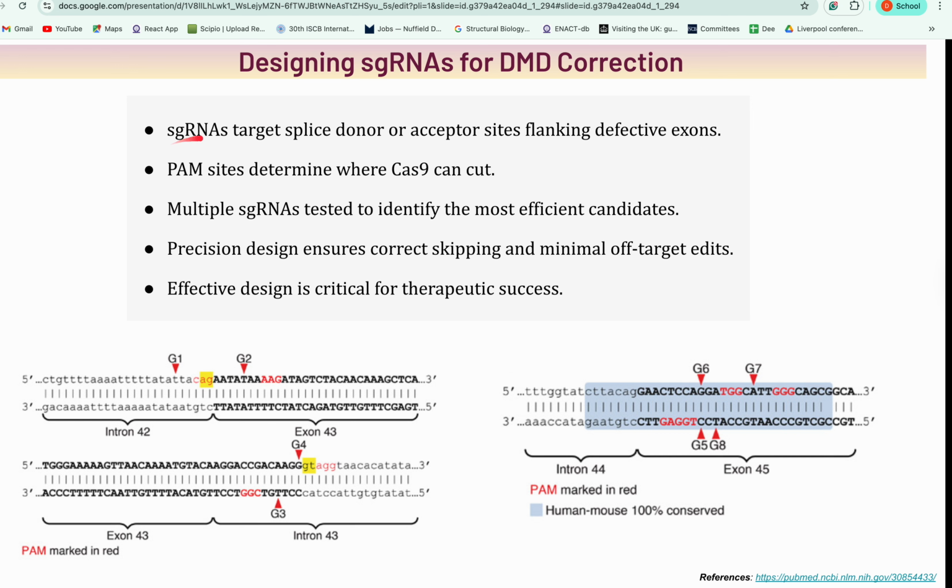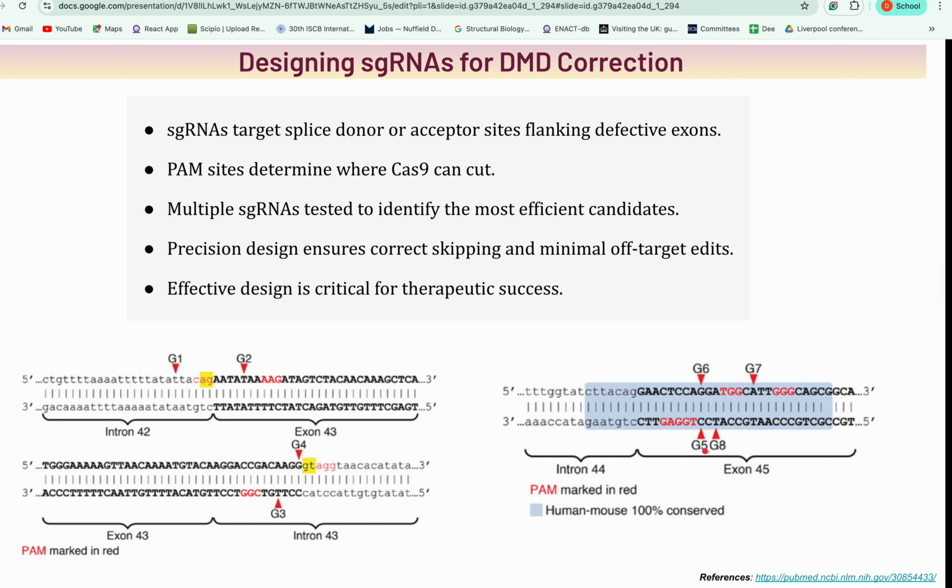They have mentioned that these single guide RNAs target the splice donor site. So this is the splice donor and acceptor sites. Yeah, so in the intron, we have the splice donor and acceptor sites from where the splicing takes place. This is the 5' site and this is the 3' site in this case. Similarly, in this case also. So it targets those sites. The PAM is marked in red. So this is the PAM sequence.